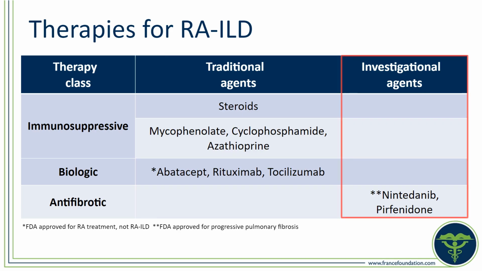In terms of other agents, nintedanib has now been approved for progressive pulmonary fibrosis and could be indicated in a patient with RA-ILD who's progressing, as well as pirfenidone.